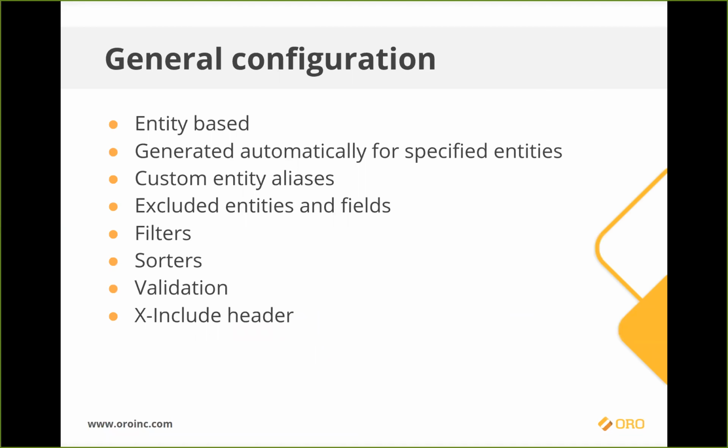So first of all, the API is based on the entity. And for specified entities generated automatically, like we said, those custom entities or enums, and it uses custom entity aliases, which is very nice because we don't want to specify this fully qualified class name. We can exclude whole entities or just some fields. So for example, you can have order information in the API, but you don't want to share the total. So you can just exclude the total from the API or even just exclude it from specific actions. So you can still have it in the put, but removed from the get.